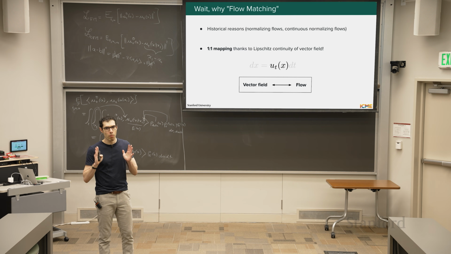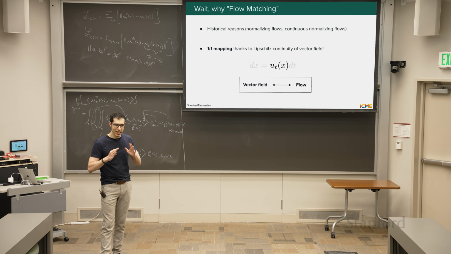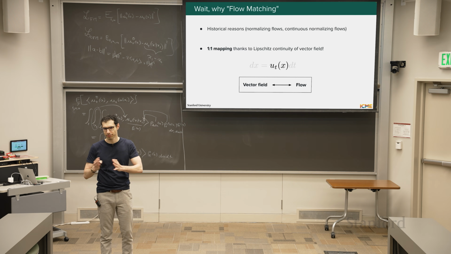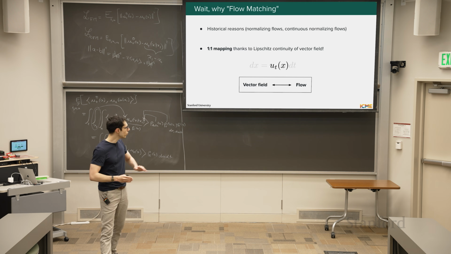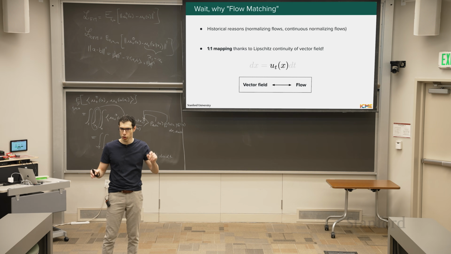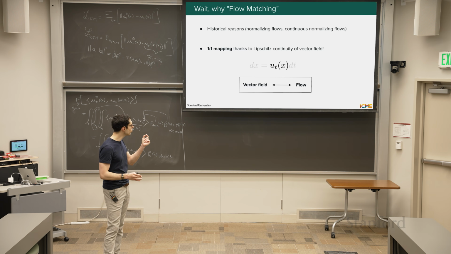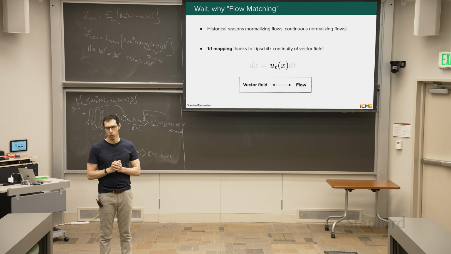But the model that is behind this learned vector field is something that is composed of matrix multiplications and some smooth activation functions. All of that is Lipschitz continuous. So what you will learn is actually a Lipschitz continuous vector field with respect to x, which is going to give you a one-to-one mapping between velocity and flow.